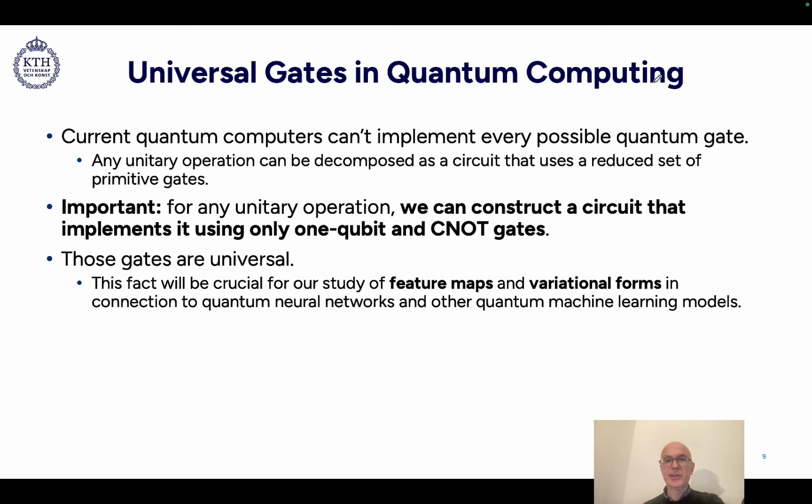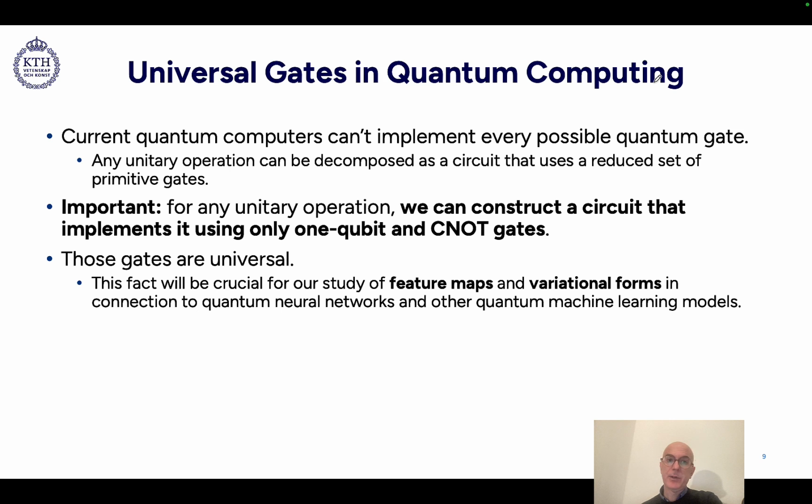I want to finish up this lecture by talking about universal gate sets in quantum computing and why it is important. Well, as you know, at this stage in this course, current quantum computers cannot implement every possible quantum gate, right? This will require a lot of work. However, any unitary operation can be decomposed as a circuit that uses a reduced set of primitive gates. So this reduced set that can be used to implement any quantum gate is called a universal quantum gate set.